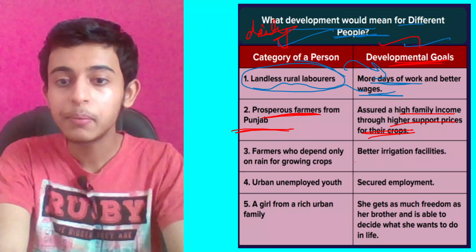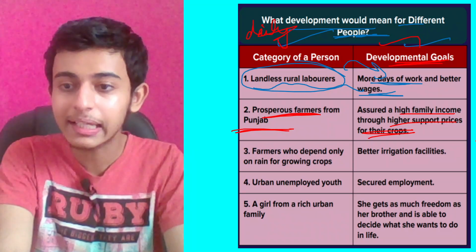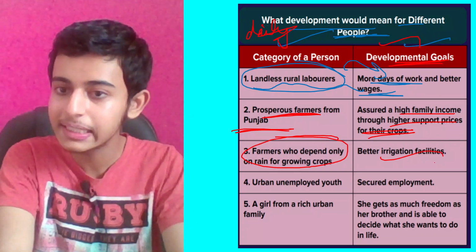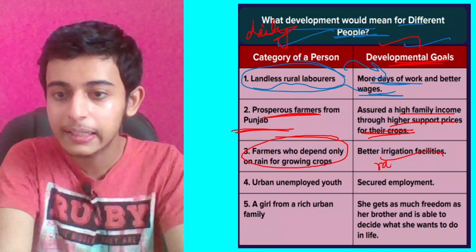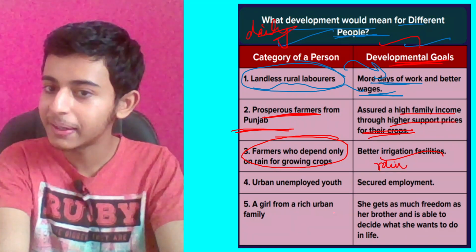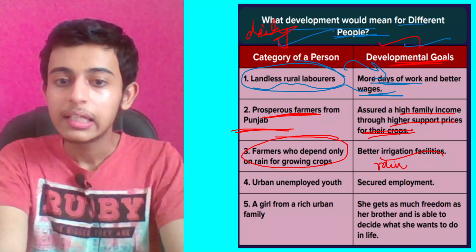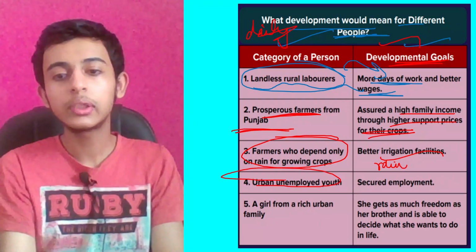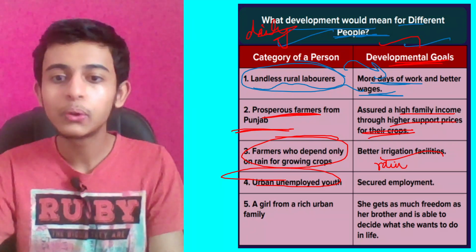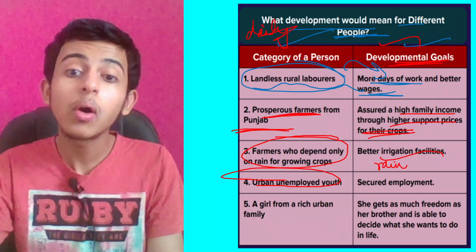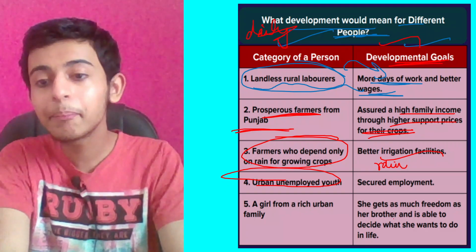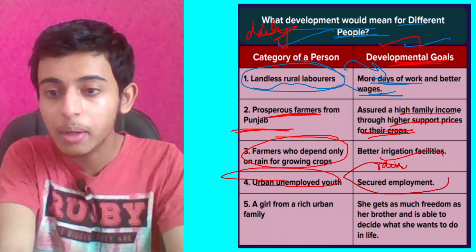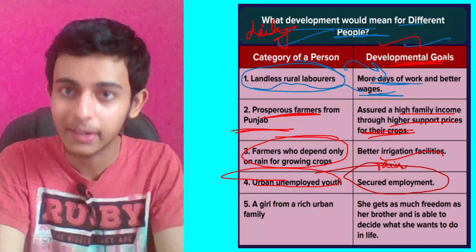Third, farmers who depend only on rain. So since they're depending only on rain, they need better irrigation facilities जिससे rain पर entirely depend ना होना पड़े. Yes. Fourth, urban unemployed youth. A young person living in a city who is unemployed. What would that person want? Employment भाई, कि मेरी employment secure रहे, मुझे employment की security मिले, right?